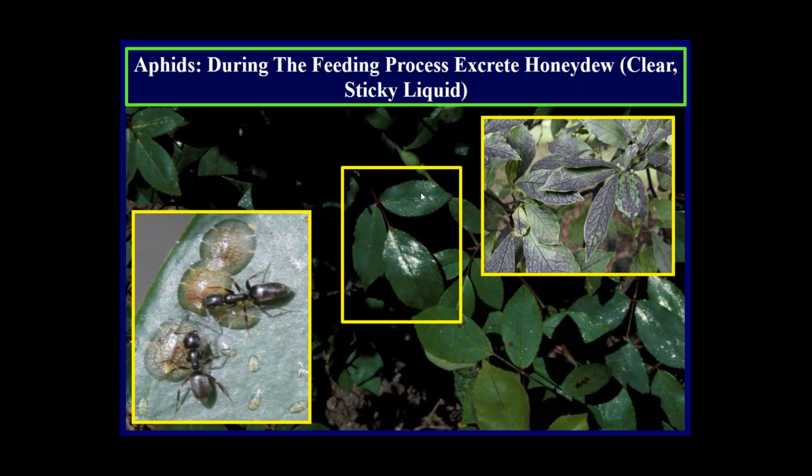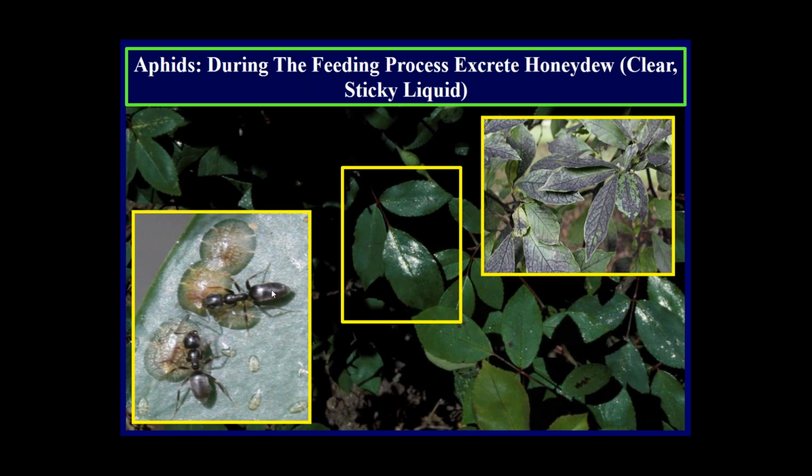So aphids cause direct damage by feeding on the buds and the leaves. But the indirect damage they cause is emitting a substance called honeydew. It's a clear, sticky liquid you can see on this rose here, and that is a substrate for black sooty mold. So when you see black sooty mold or honeydew, you have a sucking insect, in this case, aphids.